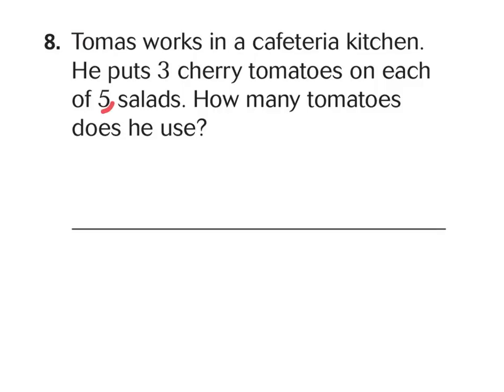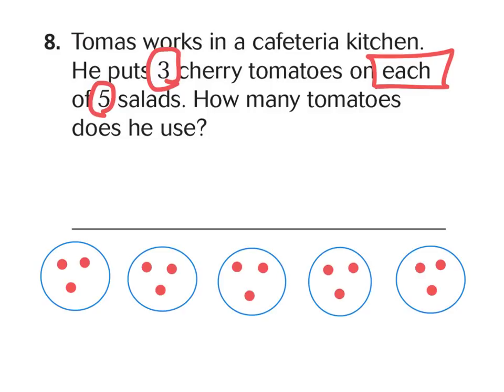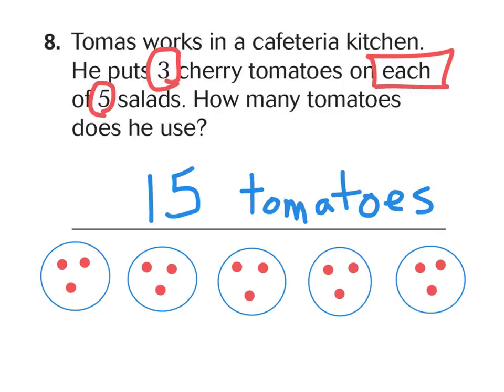So Thomas makes 5 salads, and he puts 3 cherry tomatoes on each salad. So Thomas would have 1, 2, 3, 4, 5, 6, 7, 8, 9, 10, 11, 12, 13, 14, 15 tomatoes in all on his salads, which we could also count by threes and say 3, 6, 9, 12, 15 tomatoes.